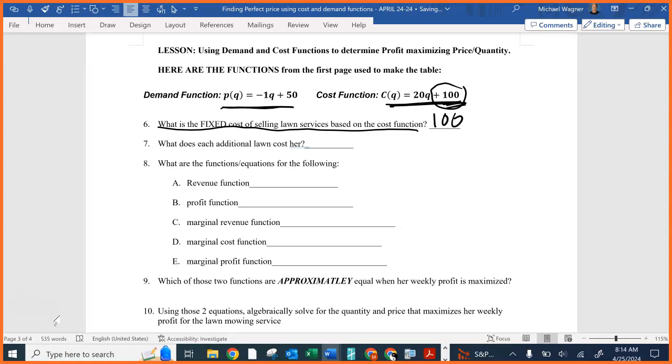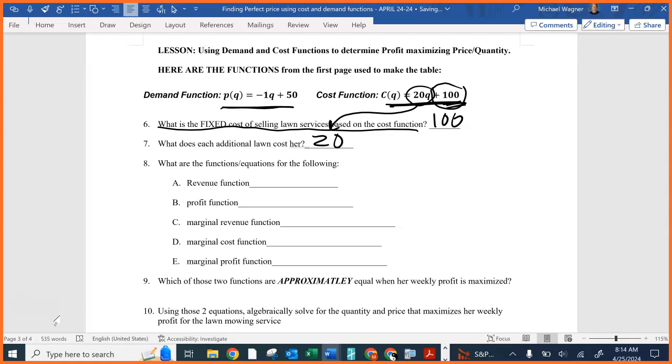quantity. Okay. What does each additional lawn cost her? Well, that is the number that's multiplied by the Q every time she does another lawn, a quantity of lawns. So that's just going to be the 20. So that comes directly from this. All right. Any questions about that?